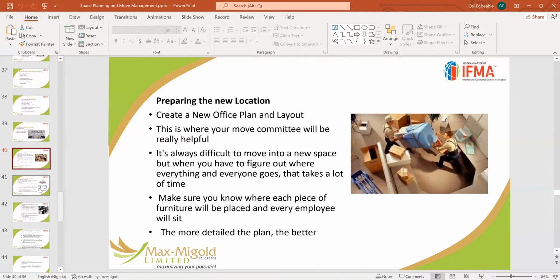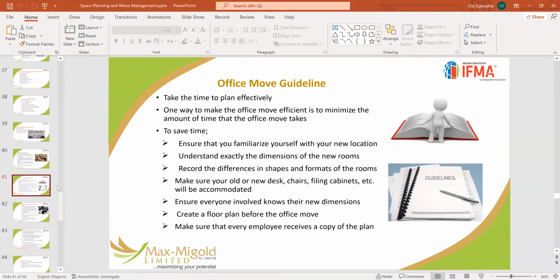After the plan has been done and top management has signed, it's always better to have that done. Office move guideline. Take time to plan effectively. One way to make the office move efficient is to minimize the amount of time that the office move takes. To save time, ensure that you familiarize yourself with the new location. You as a facility manager must do this for the new location.